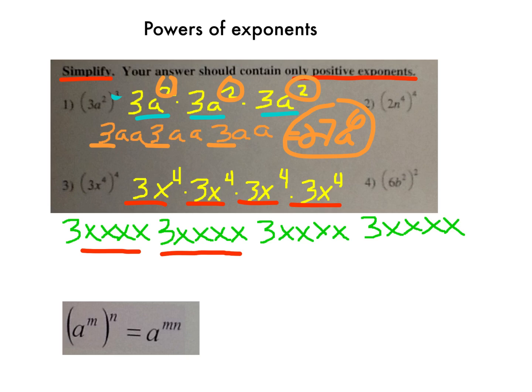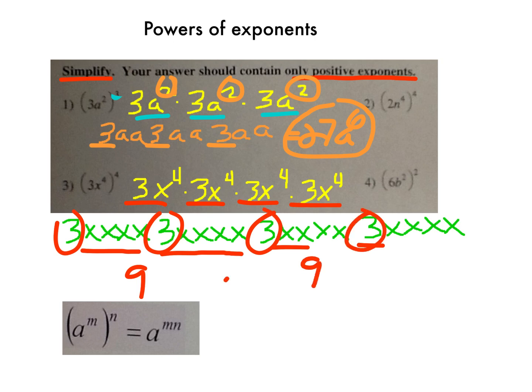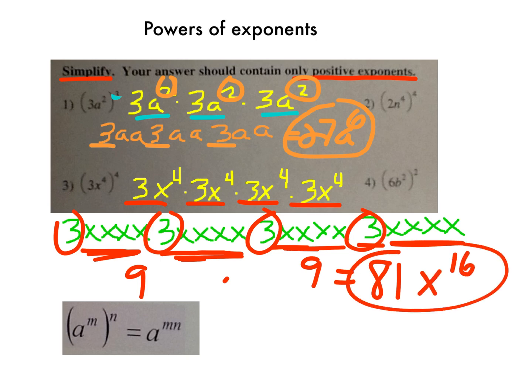I don't know what the x's are, but I do have my 3's, all multiplied. So 3 times 3 happens to be 9, and 3 times 3 happens to be 9. So 9 times 9 happens to be 81. And I have 4, 8, 12, 16 x's.